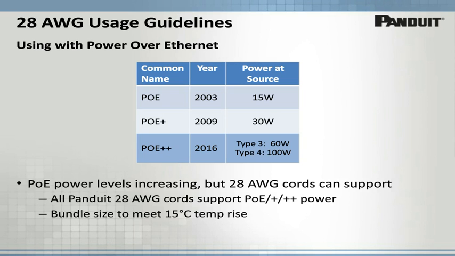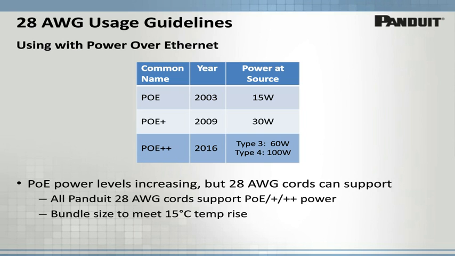Now, PoE, or Power over Ethernet, is getting more interest lately due to the new standards in development and the new applications supported by them. And 28-gauge patch cords can be expected to be used with PoE systems. As you can see in the table, the power levels for PoE are increasing from 15 watts with the original PoE up to 60 watts and even 100 watts for the PoE++ specification expected next year.